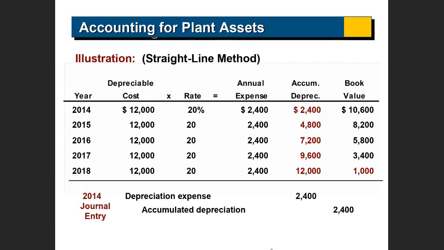So if we reach the 5th year and the book value is not 1,000, that means there's something wrong. It cannot be in the straight line. It can't be, because you're subtracting 1,000 and you're taking the rest and you're dividing it with 5. It will go away. The whole amount will go away.